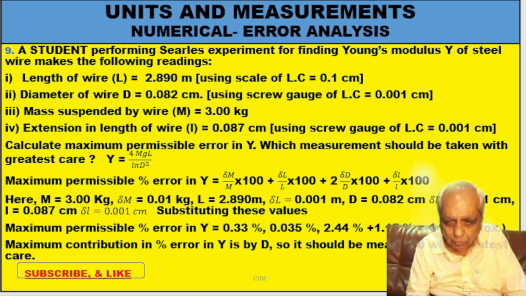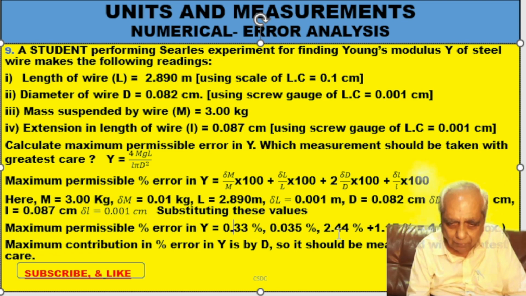Okay, which comes to about 4%. So the maximum contribution in percentage error in Y is by d. You see, this is 0.33, 0.35, 2.44, 1.15. If we calculate the percentages, we are getting these numbers. So the maximum contribution is 2.44. This is 0.33, so very small. Even if you don't measure this first parameter very accurately, it will not make much difference in Y, but 2.44 is making a very good contribution. In total it is 4, and this is making 2.44.